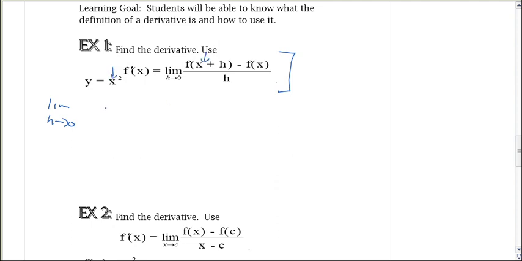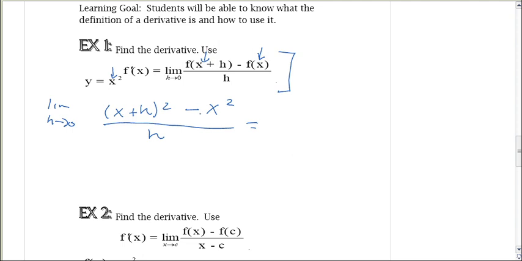So let me go ahead and do that. That would be x plus h squared. And then this says everywhere I see an x in my equation, put in an x. That's easy. That just makes x squared, all over h. Now the trick here is this: if I plug in a 0, I'll get 0 over 0, which is indeterminate. I need to simplify the top so I can get rid of the denominator and then evaluate the limit.